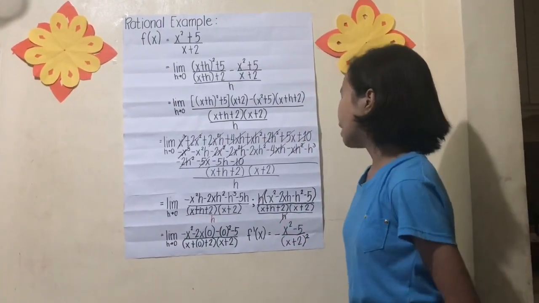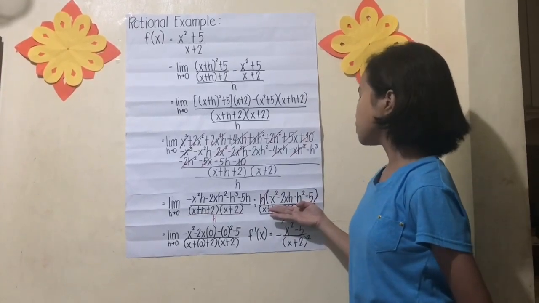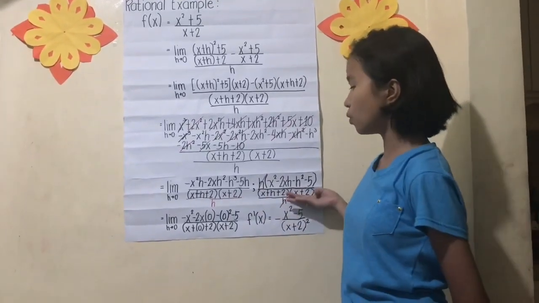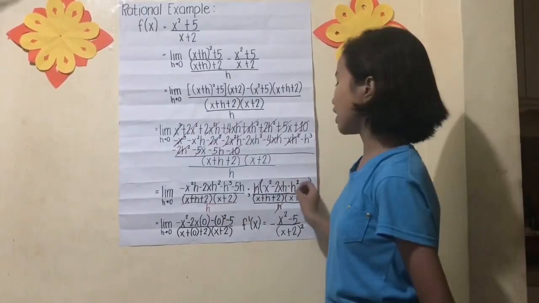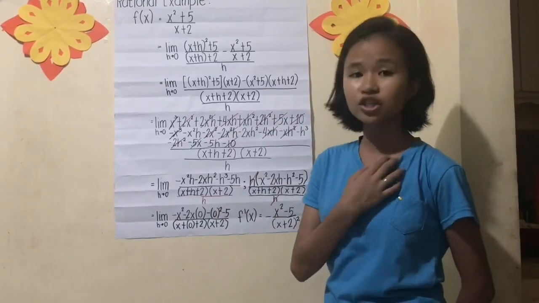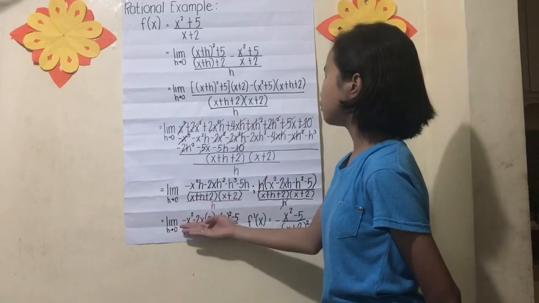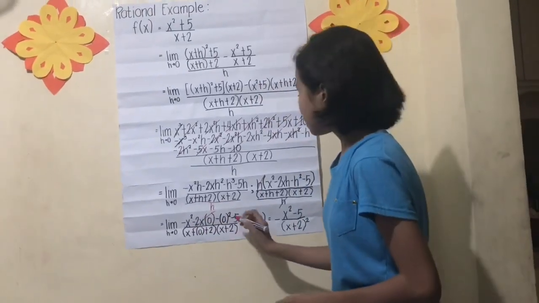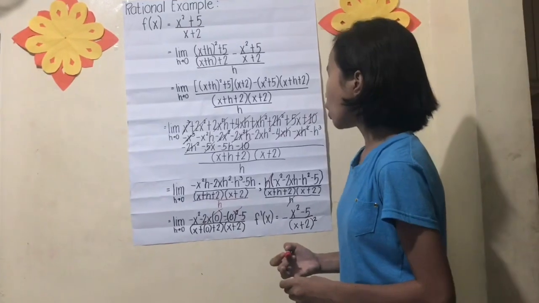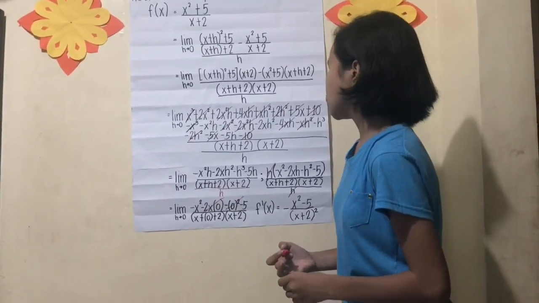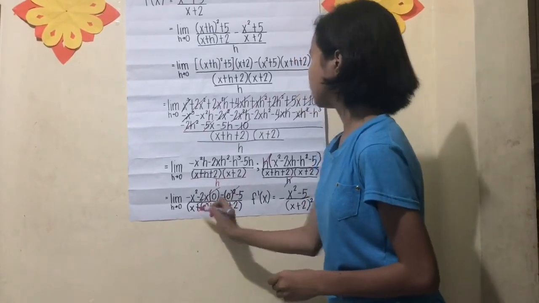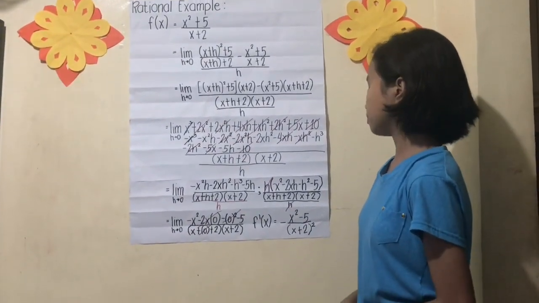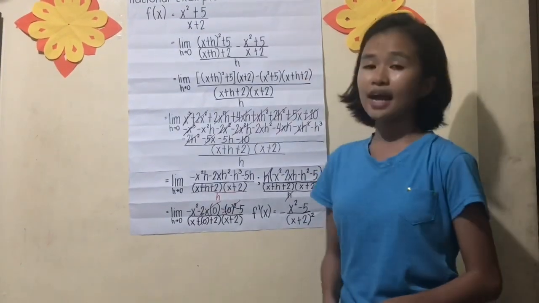So now we have (negative x² minus 2xh minus h² minus 5) over (x + h + 2)(x + 2). And after that, we need to substitute the value of h with 0, since h approaches 0. So we have the limit of negative x² minus 2x times 0, cancel out, minus 0 squared, minus 5, over (x + 0 + 2)(x + 2). So cancel out. And for the final answer, we have f prime of x equals (negative x² minus 5) over (x + 2)².